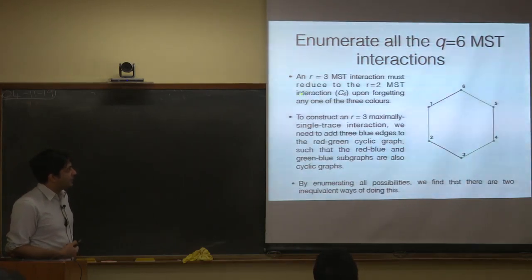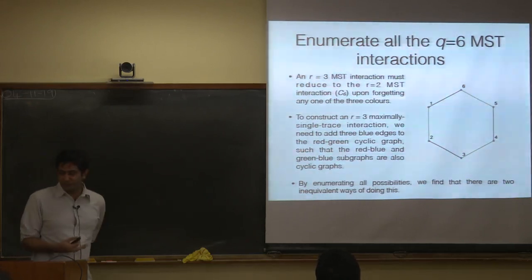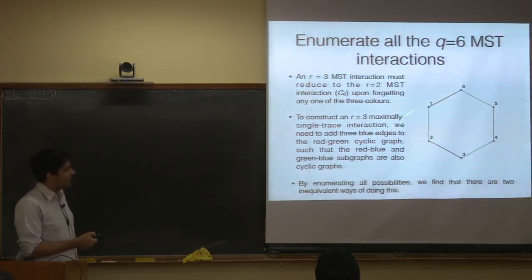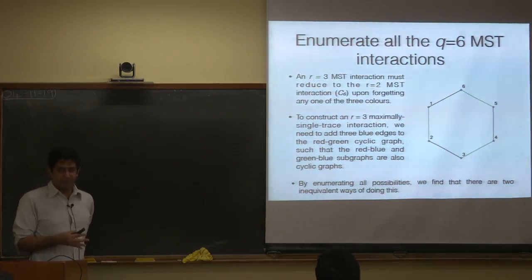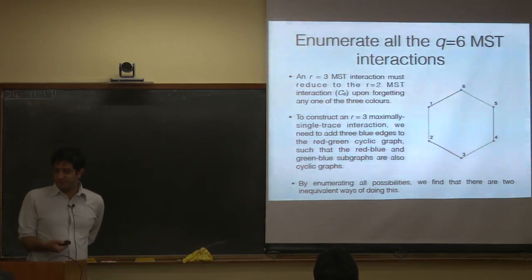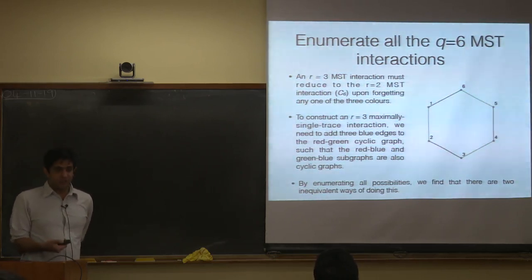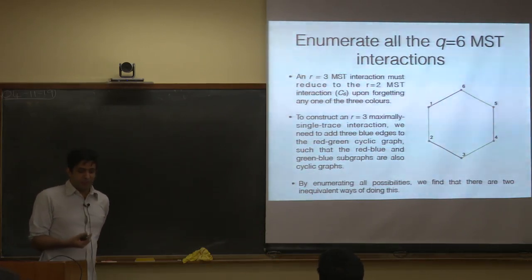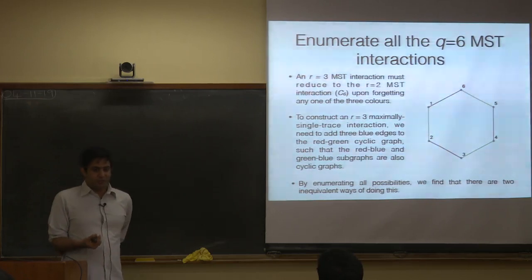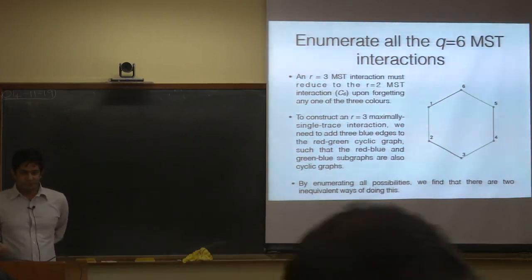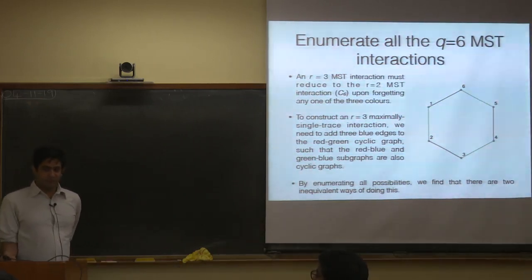For higher rank, if you forget any one color, it should reduce to the R equals 2 interaction. So you have to construct it by combining cycles together in such a way that if you forget all but two colors, it should reduce to a single trace. Imagine the two are colors and the rest are flavors. Don't count the flavors.